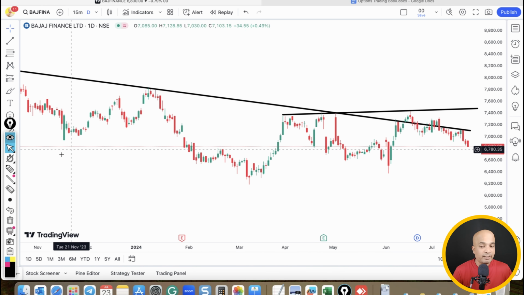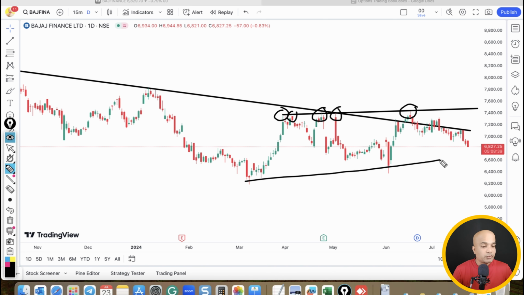Even this is a valid trend line because I have connected 1, 2, 3, 4 and close to 5 peaks. Okay. So I can also draw a trend line like this. So in this mode, the price is sideways. In the long term, it is in a downtrend. In this mode, it is quite in sideways mode.